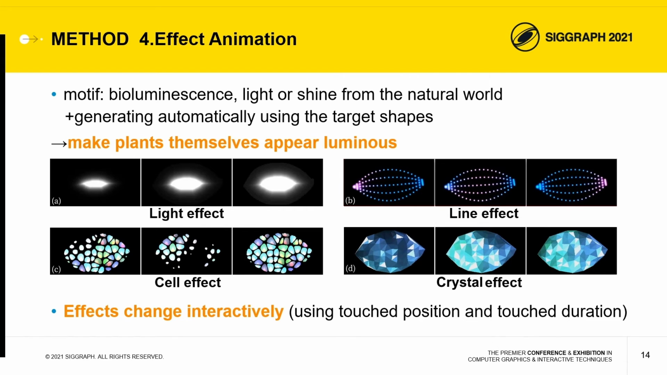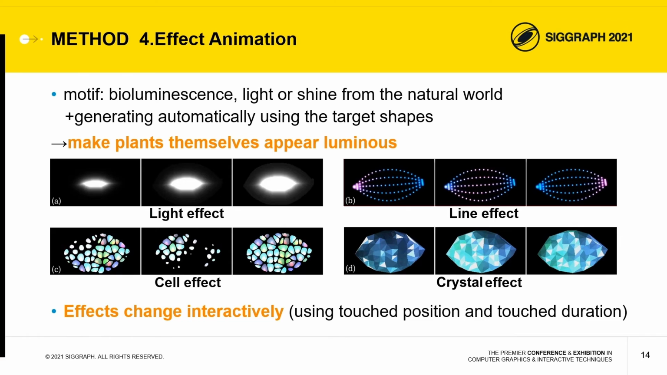Firstly, our concepts of effect animations are bioluminescence and light or shine from the natural world. And our system generates effect animations using the target shapes. By these motifs and our system, we make plants themselves appear to be luminous.